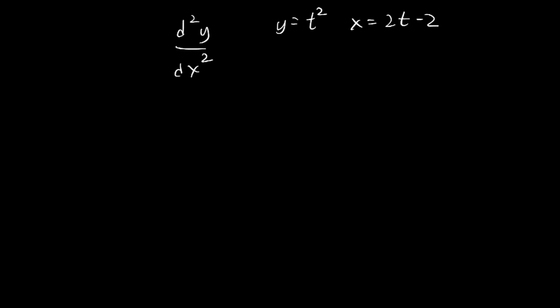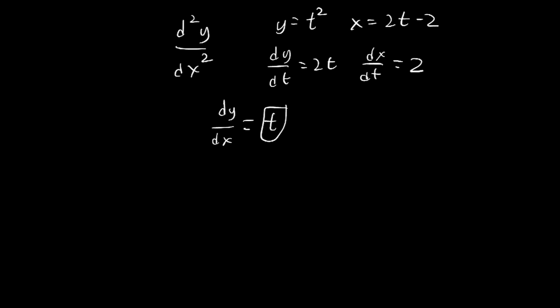And let's find the second derivative. So remember that dy/dt is just 2t, dx/dt is equal to 2. From here, we can immediately say find dy/dx, because this is just t, as we found earlier.